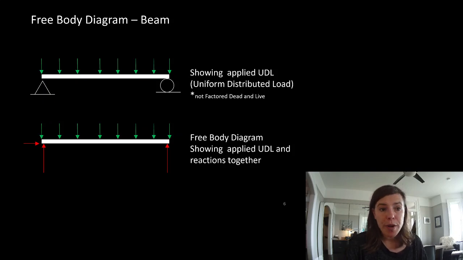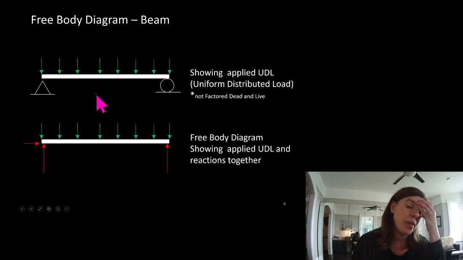A common free body diagram we might see is a beam with a uniformly distributed load, a simply supported beam with a uniformly distributed load. This reaction means that it can't go up and down or back and forth, and this reaction means it can't go up and down. I showed you how basic detailing results in this situation for steel most of the time.